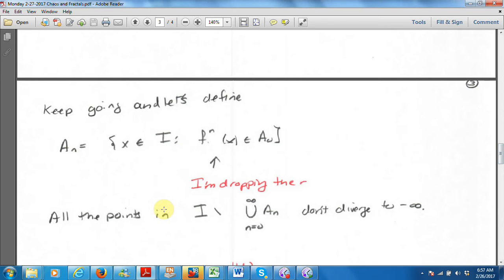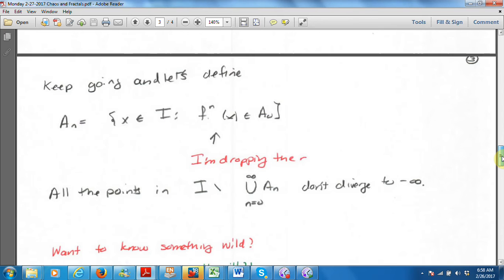Then if I take the interval 0, 1 and throw out the infinite union of those sets that I'm creating, they represent the points that don't diverge to minus infinity. Those points would be those that converge to that periodic trajectory, or they do some of the weird things you've seen where they don't converge to anything, but they don't converge to minus infinity. They don't diverge either. So all of those points are the ones that don't diverge to minus infinity.